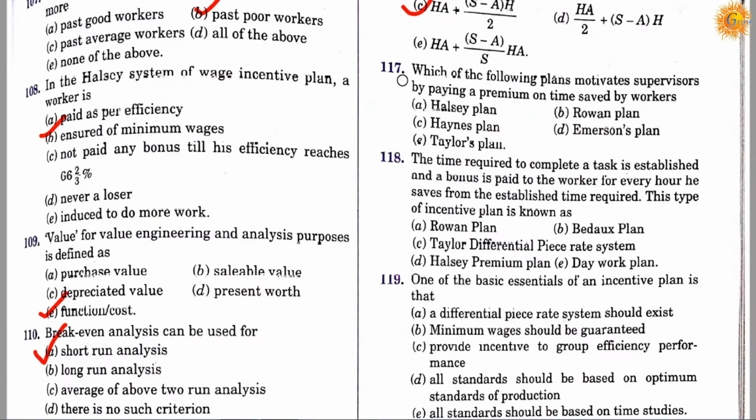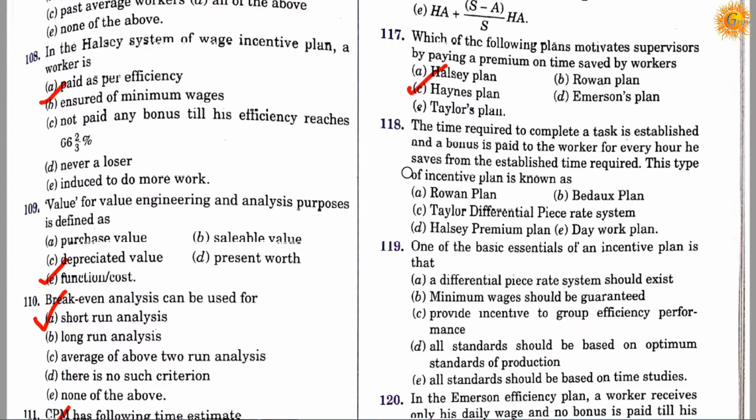Question number 117. Which of the following plans motivates supervisors by paying a premium on time saved by workers? Option A is the Halsey plan, option B is the Rowan plan, option C is the Hines plan, option D is the Emerson plan, option E is Taylor's plan. Correct answer is C. It will be the Hines plan.